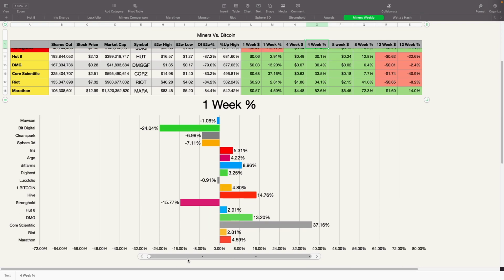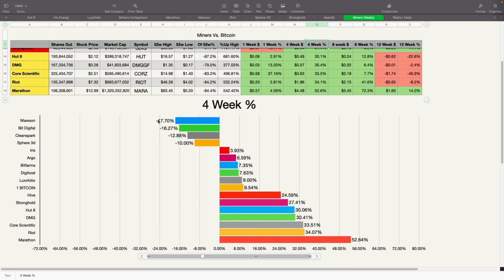And then on the 4 week, as we look at it, we can see Mawson is down the most, 17.7%, Bit Digital is down 16%, CleanSpark down 12, Sphere is down 10, Bitcoin is actually up 9.54%, and then everybody else below that did better than Bitcoin, with Marathon up 52%, Riot up 34%, Core Scientific up 33%, DMG up 30%, HUT 8 up 30%, Stronghold up 27%, Hive up 24%, and obviously Bitcoin has a 9.54%.